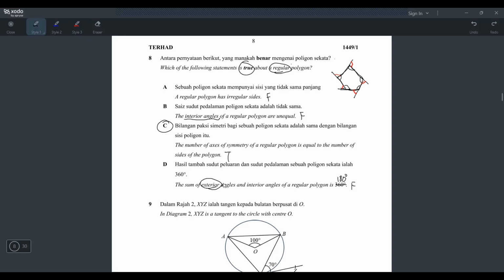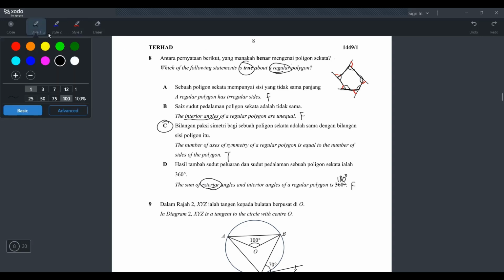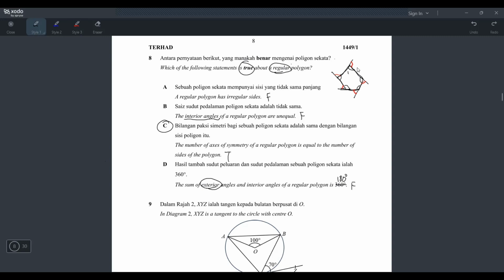So they say the sum of exterior and interior is 360. No lah, it's 180, because think about this. This angle added with this angle, this is a straight line. When you add together, it must be 180. Same with this, the interior and exterior added together is 180. Same with this, plus together must be 180. That's why D is wrong. But you need to know something. The sum of all exterior angles, that one is 360.